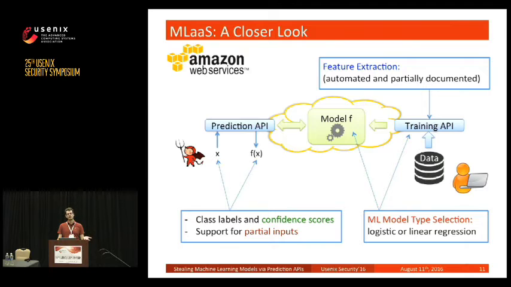And when you send it a query, the cloud is going to apply the same feature extraction to your query, then feed these features to the model, and send you back a class label as well as these exact confidence scores. One feature of Amazon's service that is very useful in a number of our attacks is that they support partial inputs.